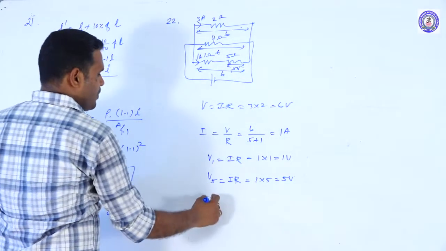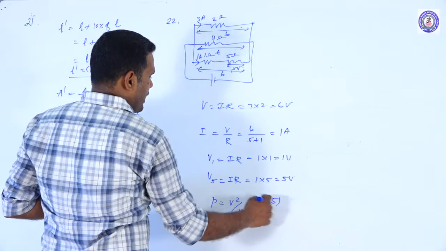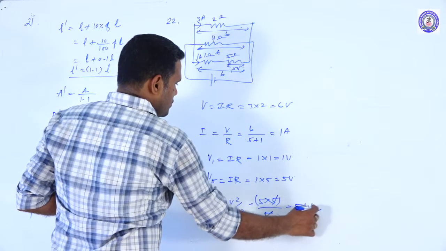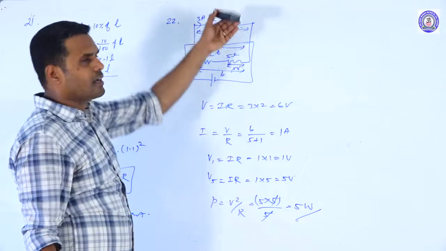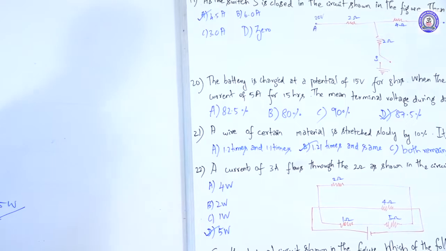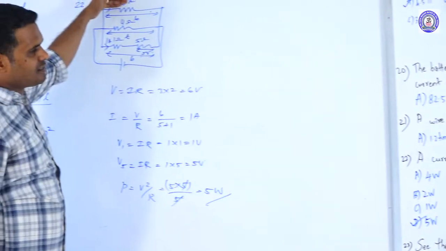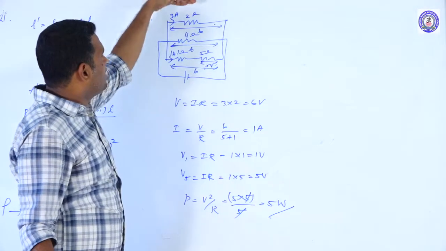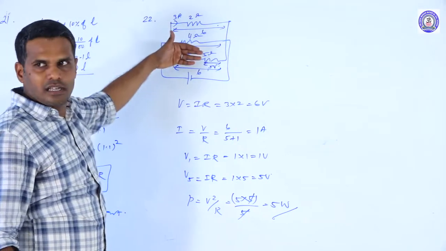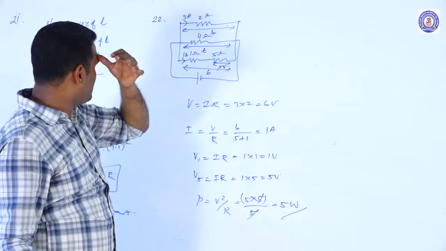What is the power dissipated? P equals V square divided by R. 5 into 5 divided by 5, this cancels out, so 5 watt. The power dissipated across the 5 ohm resistor is 5 watt. Option D. The idea is very simple. If the potential across any one of the paths is known, for the parallel combination, the potentials are of the same value. Keeping that potential, we can simply calculate.